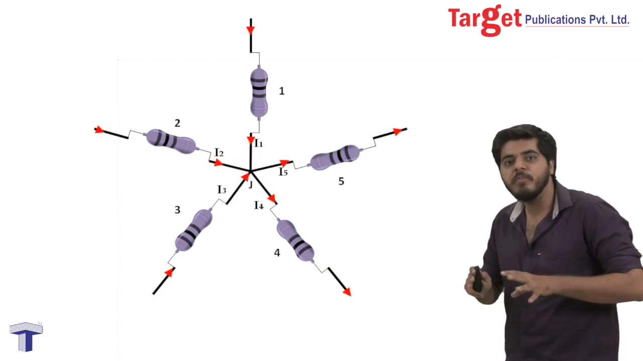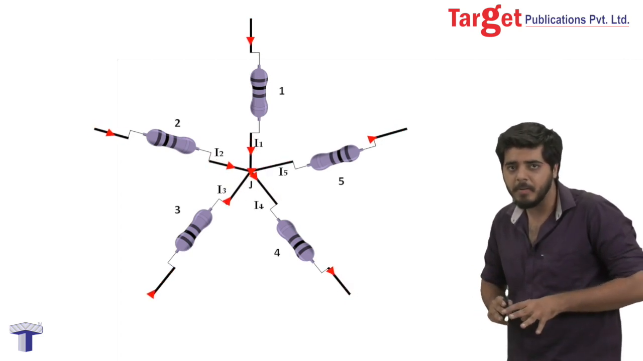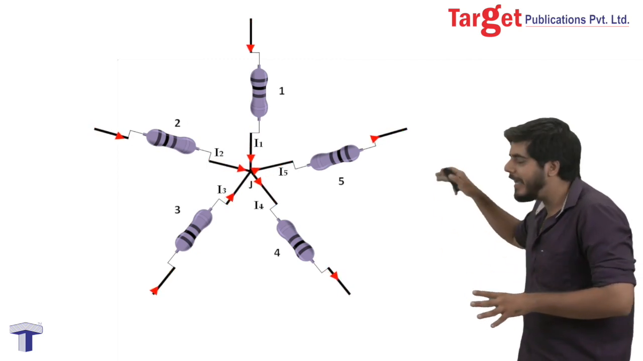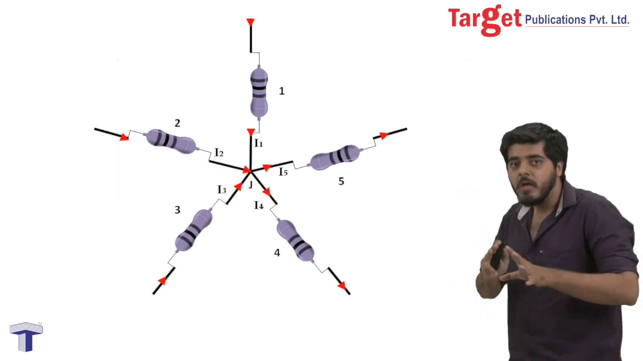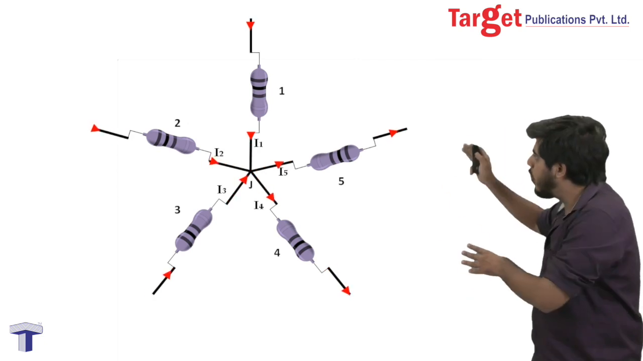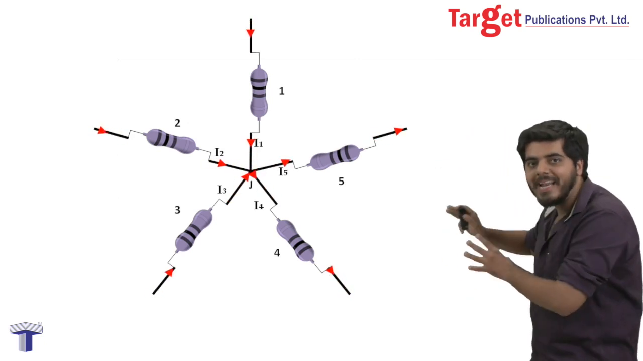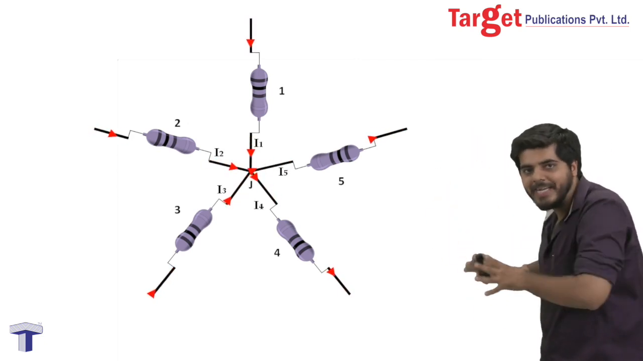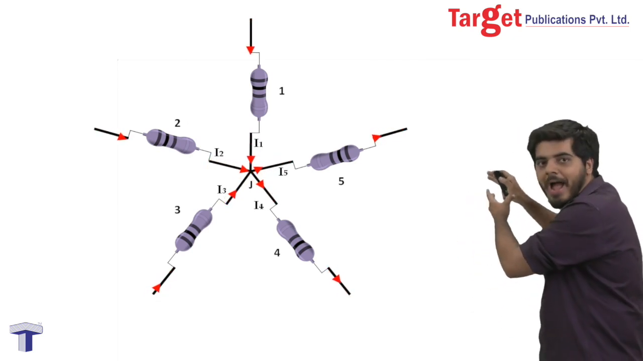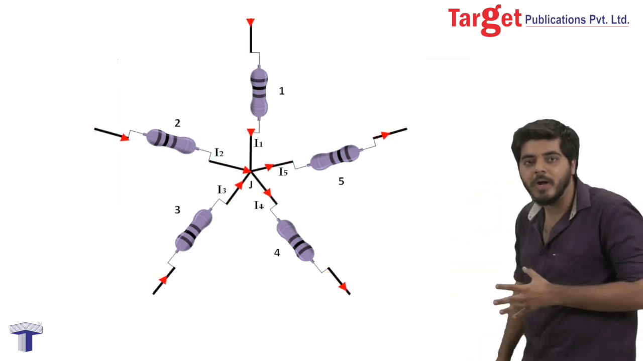Remember, these directions we have taken only for our example. You can take any direction, any inward current or any outward current. So remember, through our wires 1, 2 and 3, current is flowing in inward direction. Through our wires 4 and 5, current is moving in outward direction.